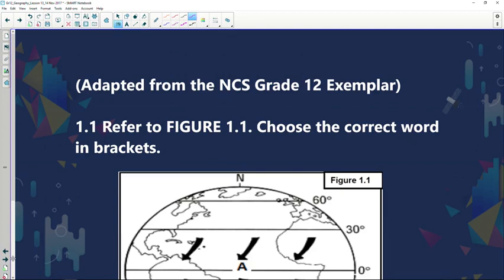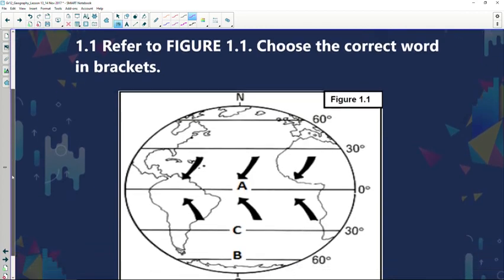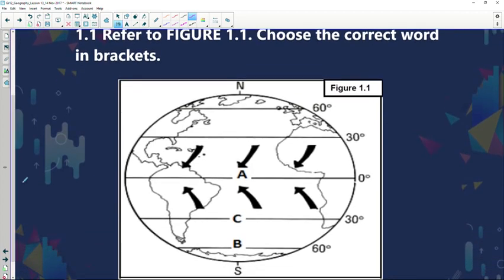Now, our next activity comes from an old question paper. If we quickly look at this diagram, that was our first topic that we discussed, the primary circulation of air. If we quickly fill these lines in, this is the equator situated over there. This is a subtropical high pressure belt. This is a subpolar low pressure belt and the polar high pressure.